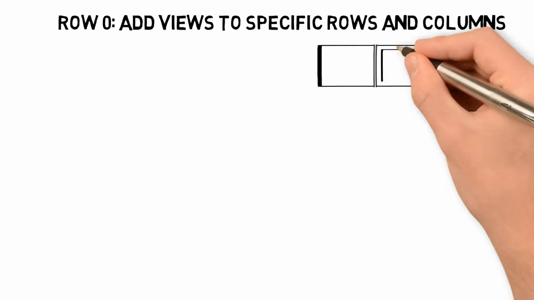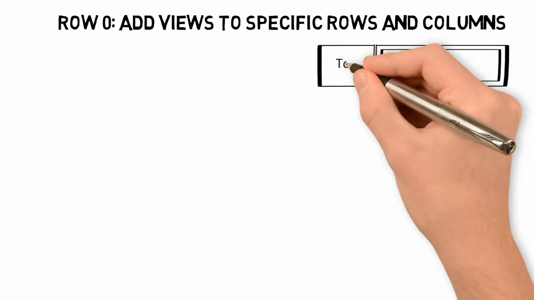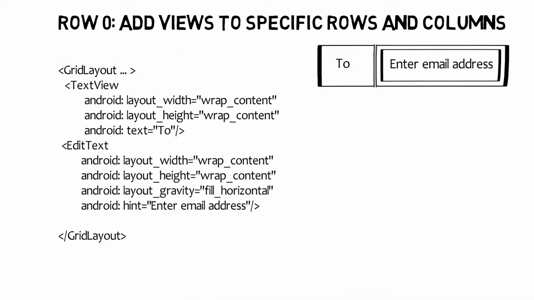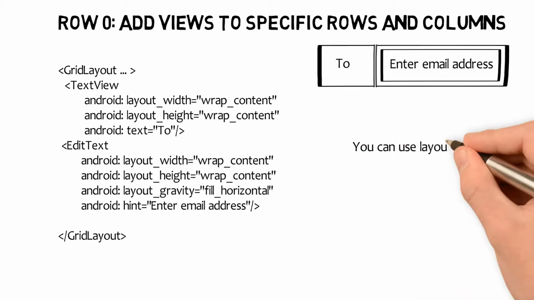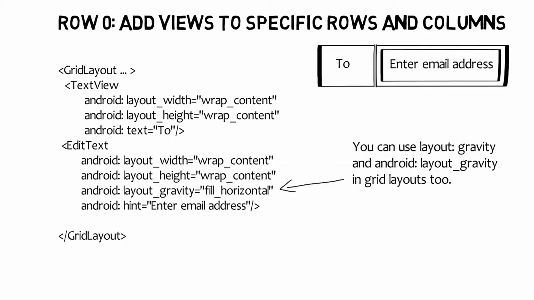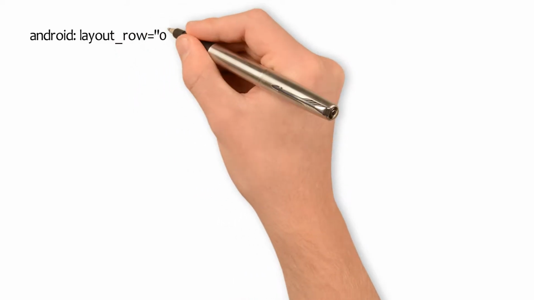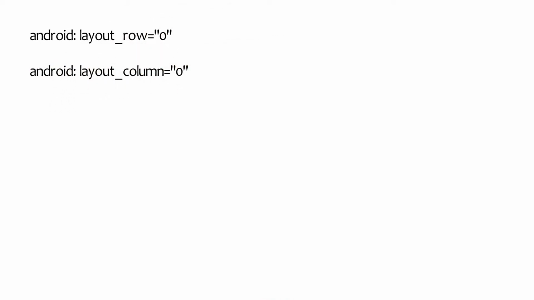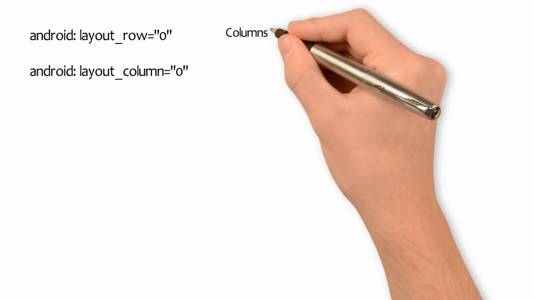The first row of the grid layout is composed of a text view in the first column and an editable text field in the second column. You start by adding the views to the layout. You can use layout gravity in grid layouts too. We are using fill horizontal because we want the editable text field to fill the remaining horizontal space. Then you use the Android layout row and Android layout column attributes to say which row and column you want each view to appear in.